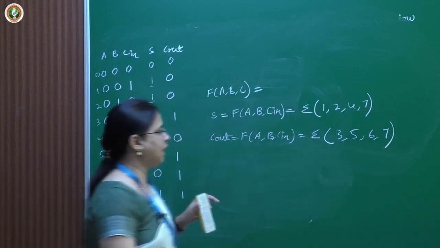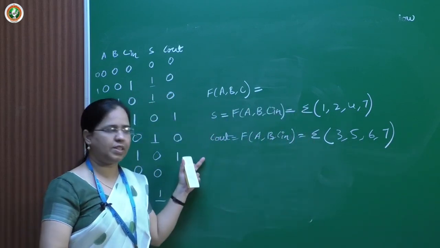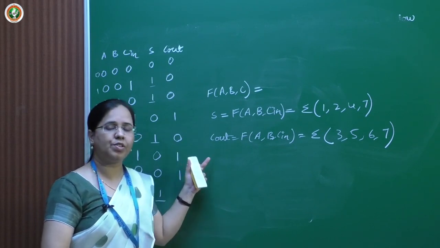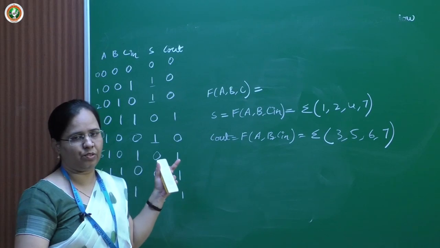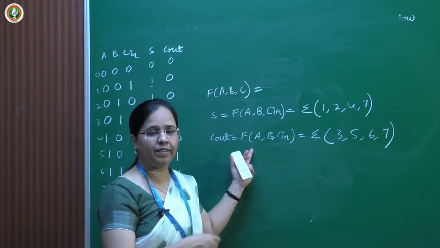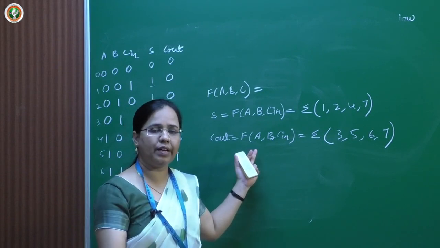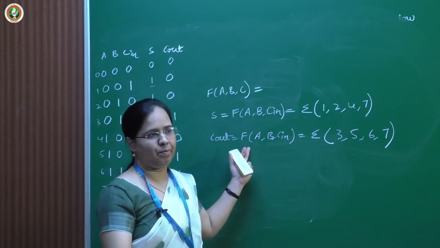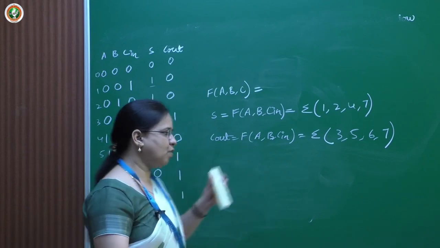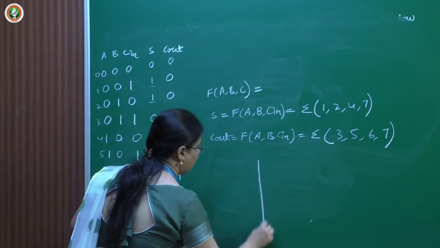Okay. So now I can realize these two logical expressions with the help of a decoder circuit. So now the question is, which decoder can I make use of? We have three inputs. When we have three inputs, your decoder is going to generate 2 power n outputs. So I can make use of a 3 to 8 decoder circuit.